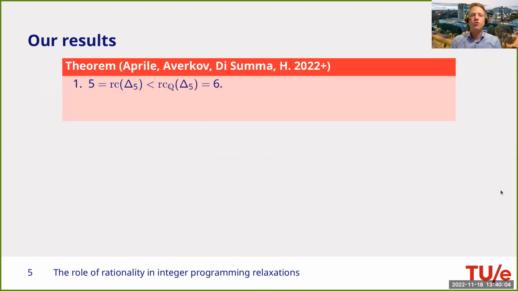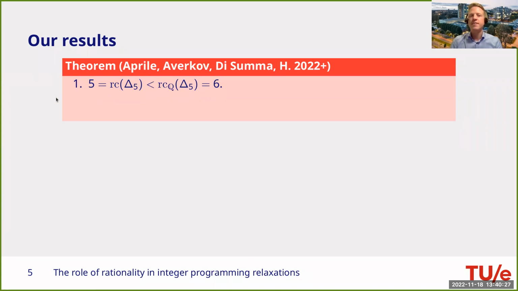Namely, we are going to show, together with Manuel, with Marco, and with Gennady, that already in dimension 5, there is actually a difference between rational relaxations and irrational relaxations. The rational relaxation complexity of Delta_5 is 6, whereas for irrational relaxations, we can come up with formulations that use at most 5 inequalities.